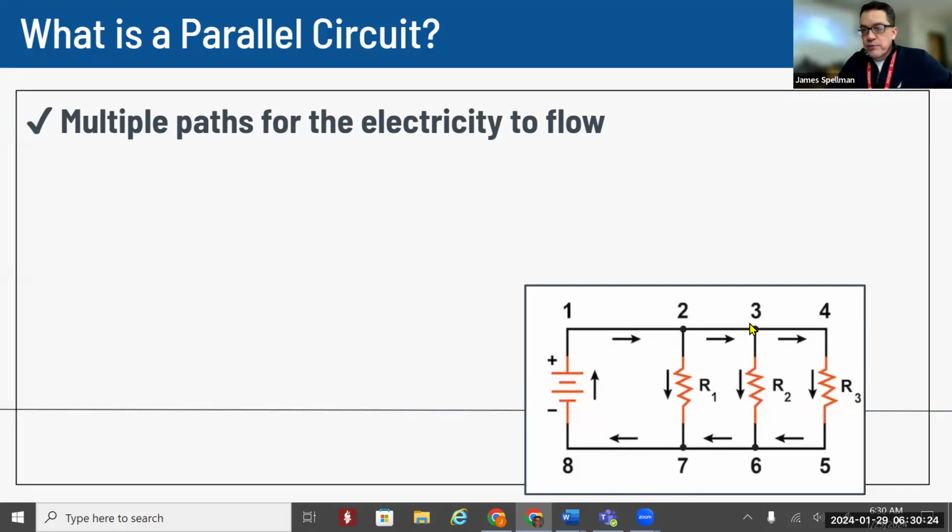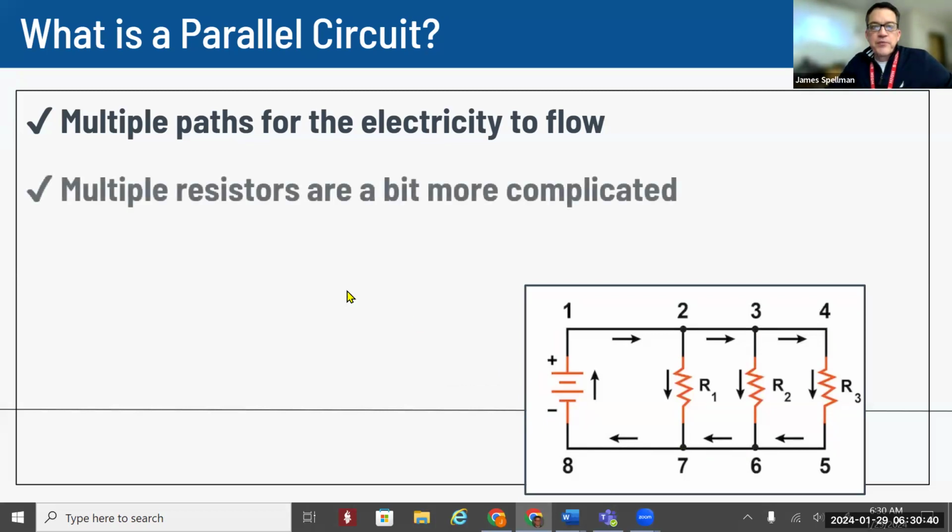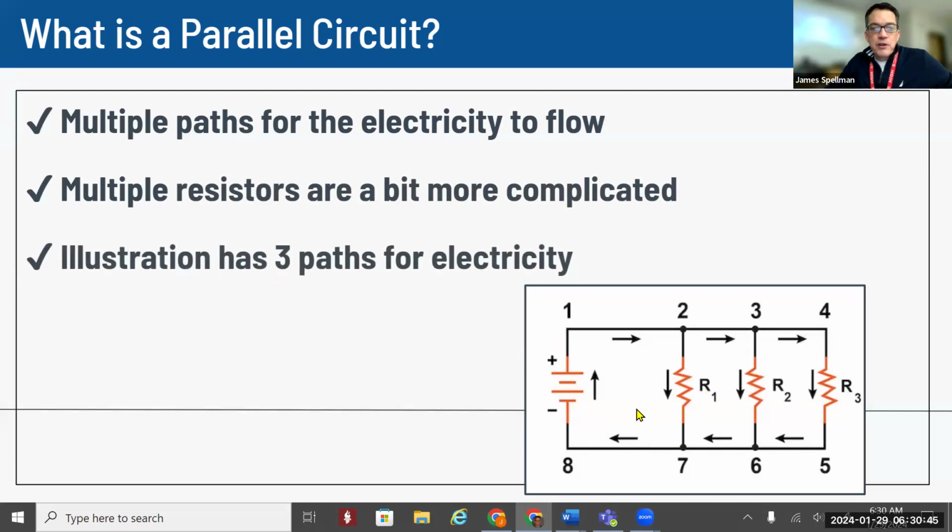Once it gets to 3, some of it will go to 4, some of it will go to 6. And at this point, at 4, it doesn't really have any choice. It's got to go to 5, and it's going to make its way back around to the side of the battery where it's got the lowest voltage to get back to completing the path, right? So because we've got multiple resistors, the math gets a little bit more complicated, because if each resistor is different, then the current in each of these paths is a little bit different. And that also makes the current in these areas a little bit different as well.